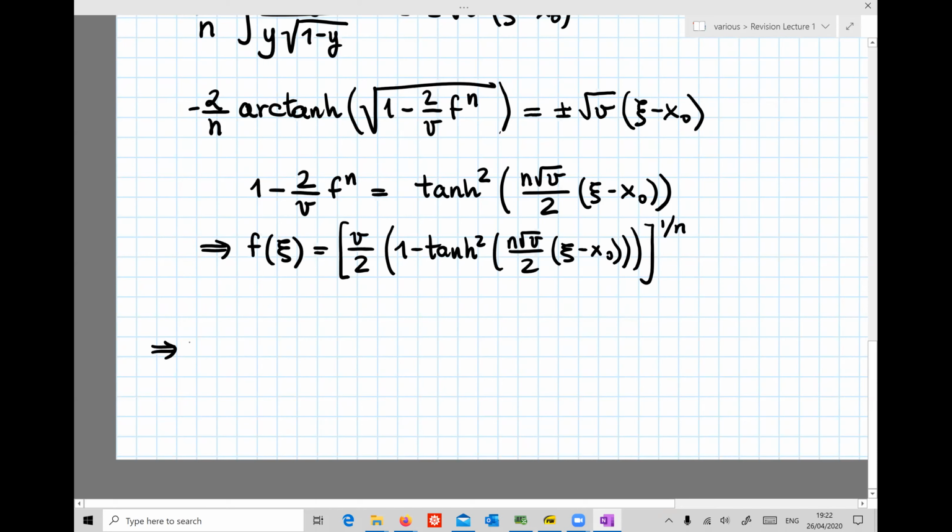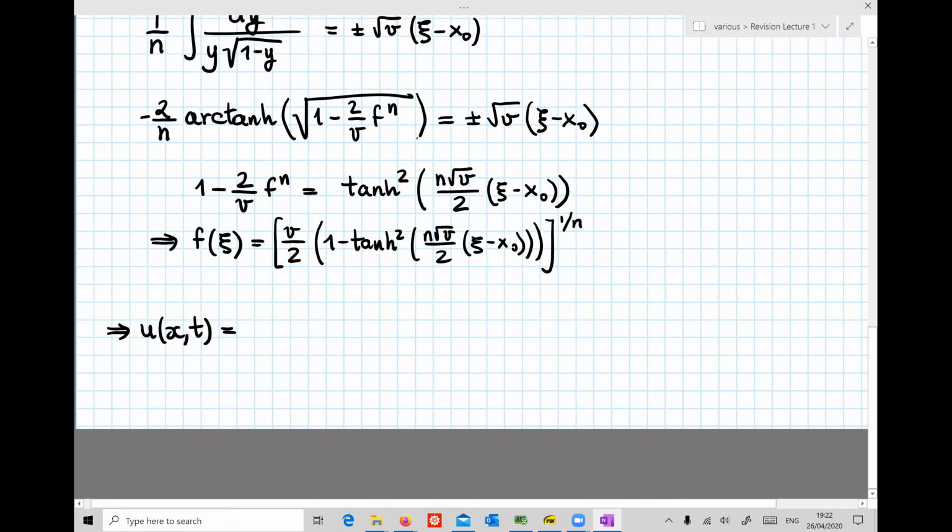So if I write everything in terms of u, which is a function of x and t, I get that u. Oh, I can also use the fact that 1 minus tangent squared is 1 over cosh squared, which is hyperbolic secant squared. So let me do that. v over 2 times hyperbolic secant squared of n root v over 2 xi minus x naught. So if you didn't do this in the exam, I think that would be fine with me.